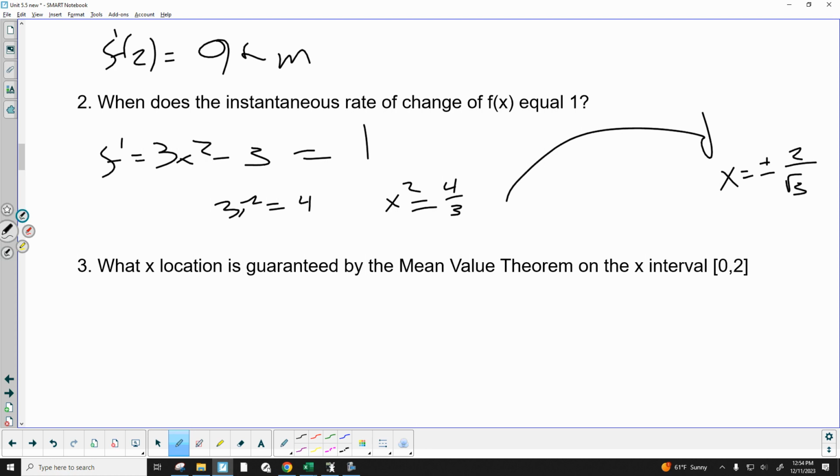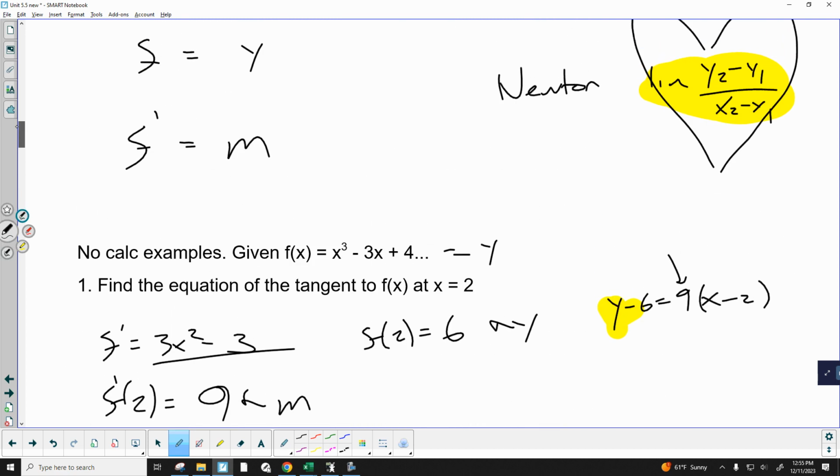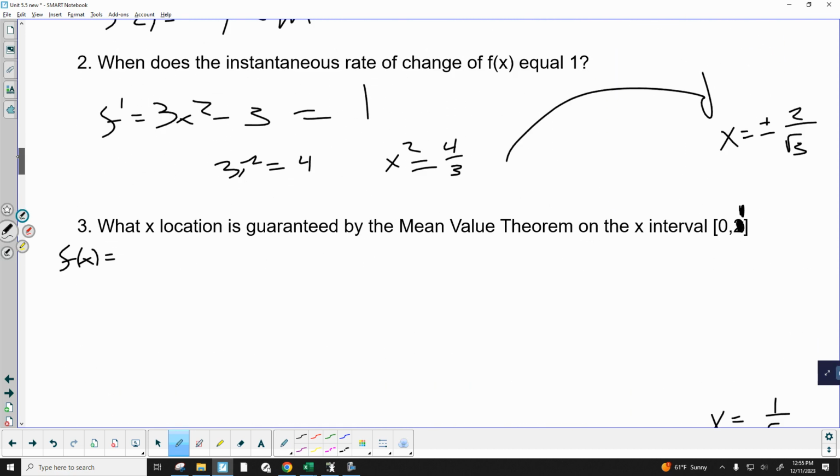All right, this is another good question. You guys remember the mean value theorem? Well, let's see. Change this interval to 0 to 1. The answer is 1 over root 3. But how do you get that? Is it with that equation? Yep, same equation, which is f of x equals x cubed minus 3x plus 4.